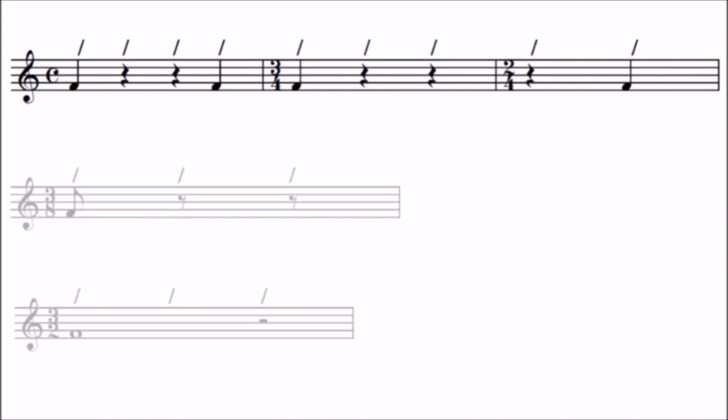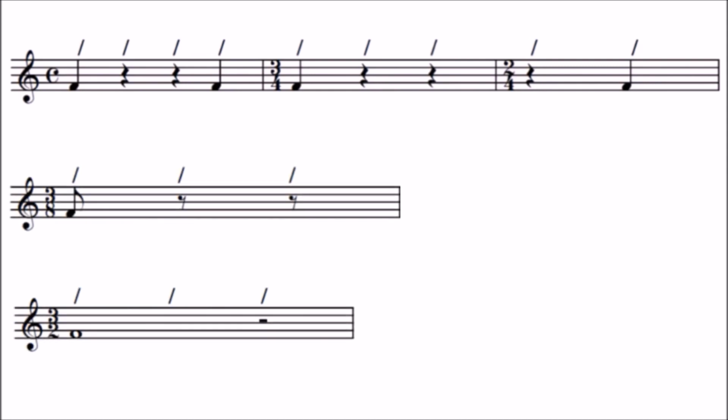In these two bars, the beats are not crotchets. In 3/8 time, there is a quaver beat, and so the rests are grouped a quaver at a time. And in 3/2 time, there is a minim beat, and so the rests are grouped a minim at a time.